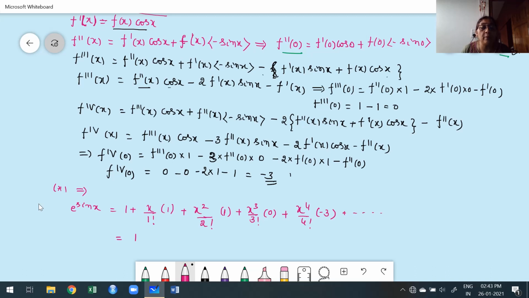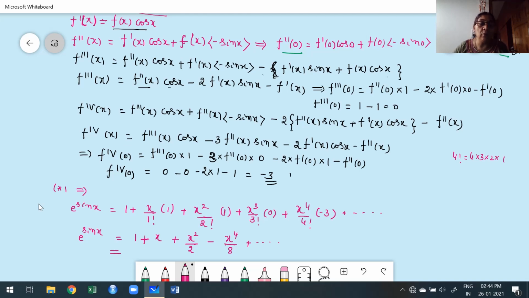Now, if you want to simplify further, 1 plus x by 1 factorial, and 1 factorial is 1. This is your choice. Plus x square by 2 factorial, and 2 factorial is 2. And then x cubed into 0. Then 4 factorial is 4 into 3 into 2 into 1. You already know this. The numerator having 3, the 3s cancel, minus x to the power of 4 by 4 into 2, which is 8. This is the way to expand the series of e power of sin x. This is the easiest way to do it.